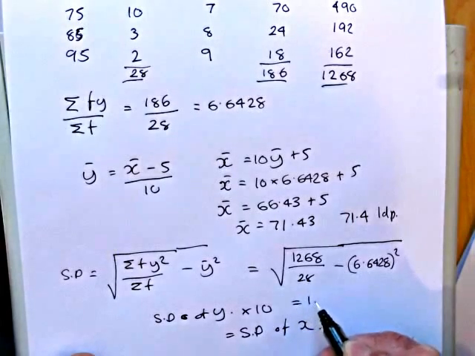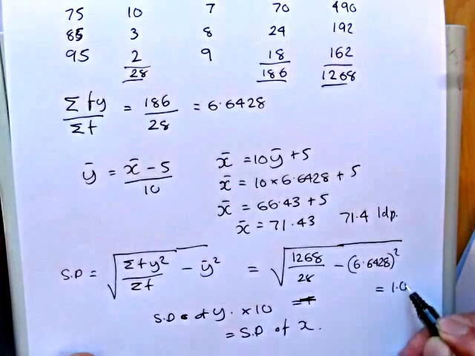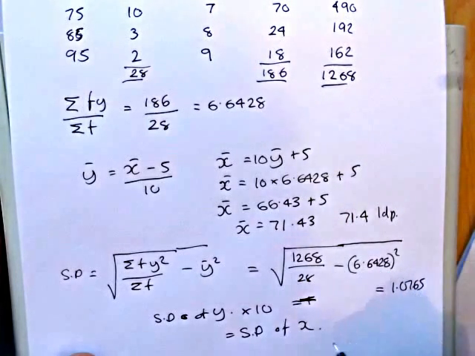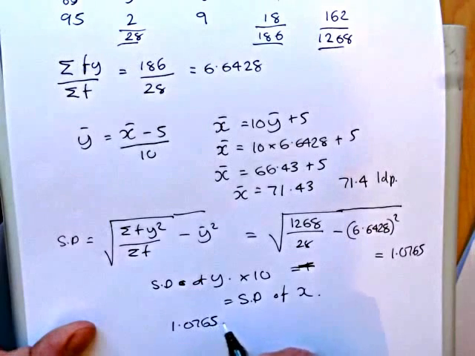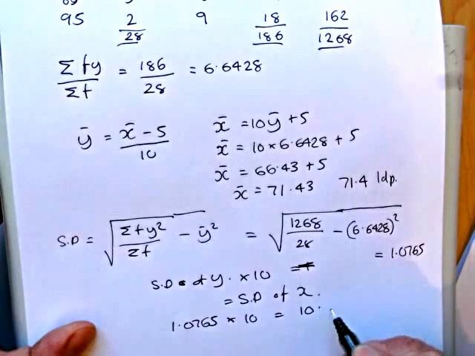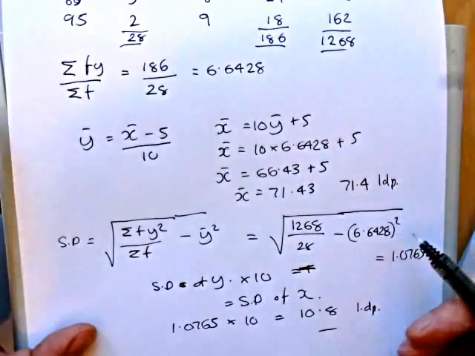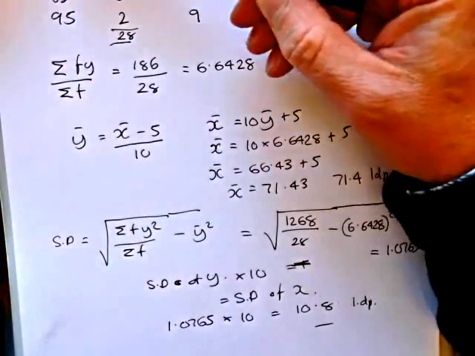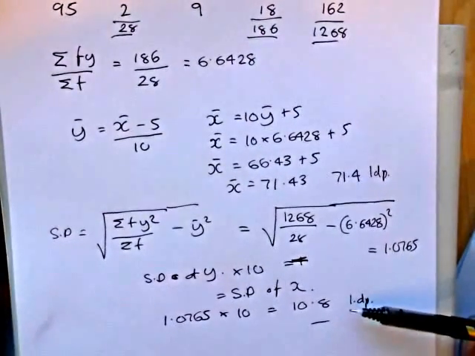So what I've got here for the standard deviation of y is 1.0765. If we times that by 10, 1.0765 times 10 will give me the standard deviation of x, which gives me 10.8 to one decimal place. In actual fact, I think I have pushed that through the calculator correctly. The whole distribution from 55 to 95 is a gap of 40. I'd say that's probably about right. So we'll go with that.